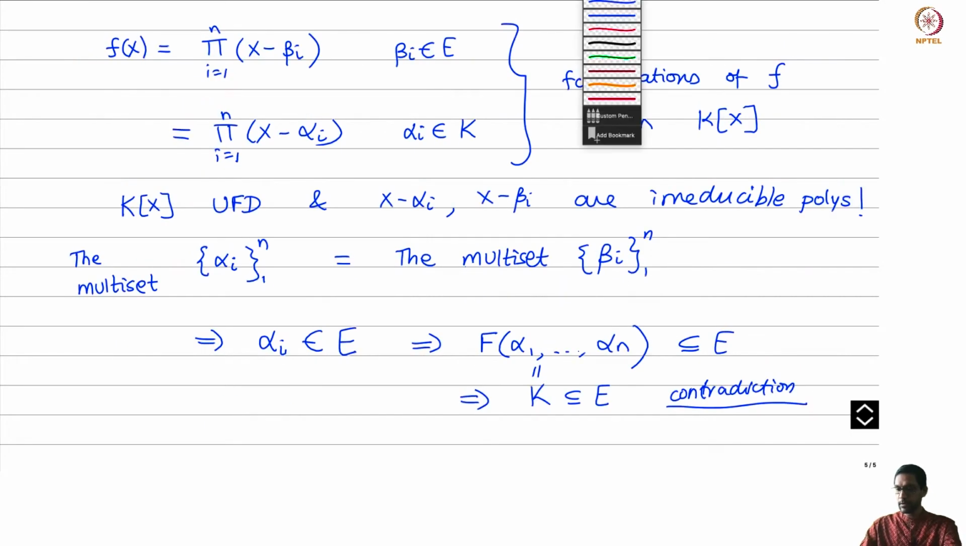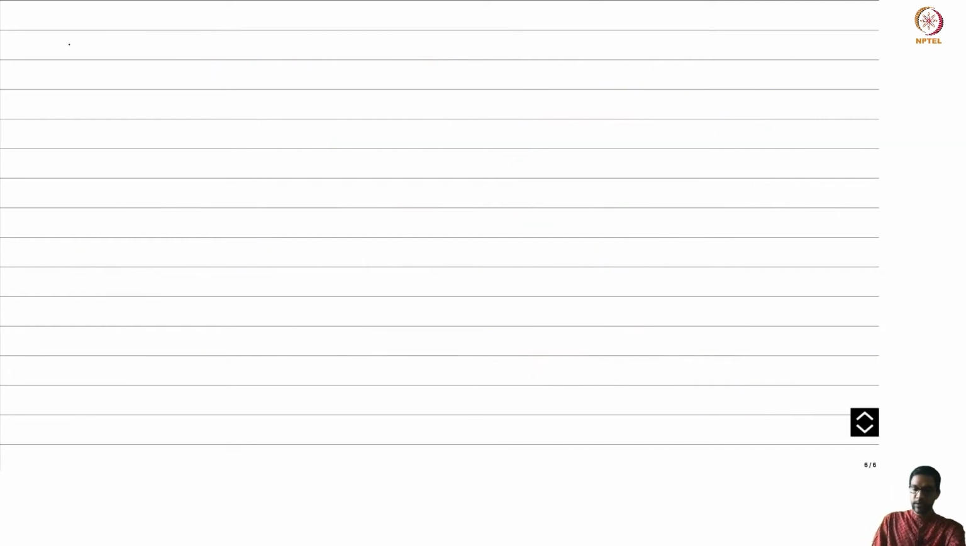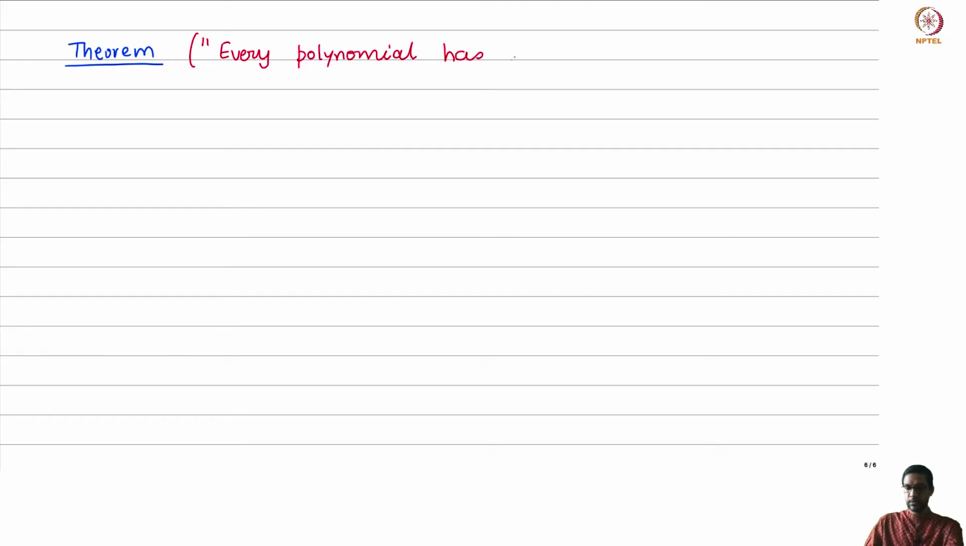Okay, so let's move on. So here's our main theorem in some sense, one of our main theorems, and this really says that every polynomial has a splitting field. So every polynomial has a splitting field.